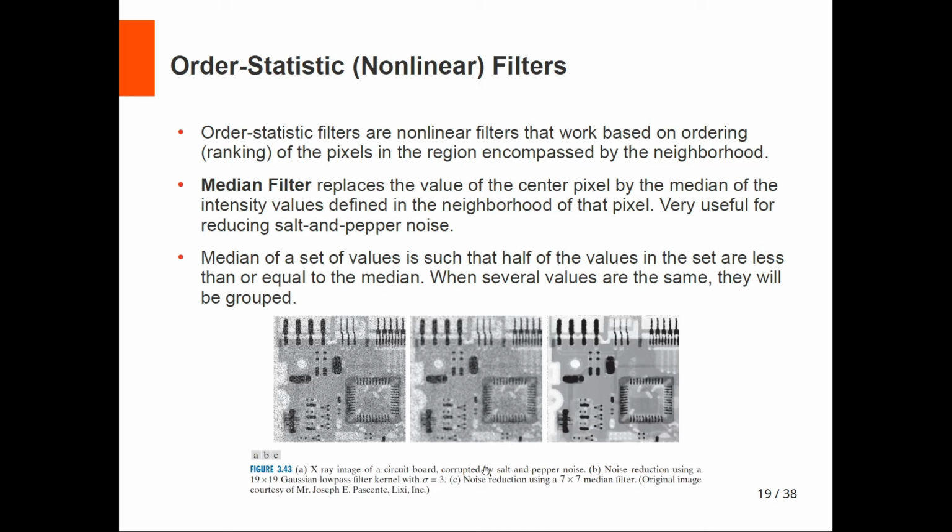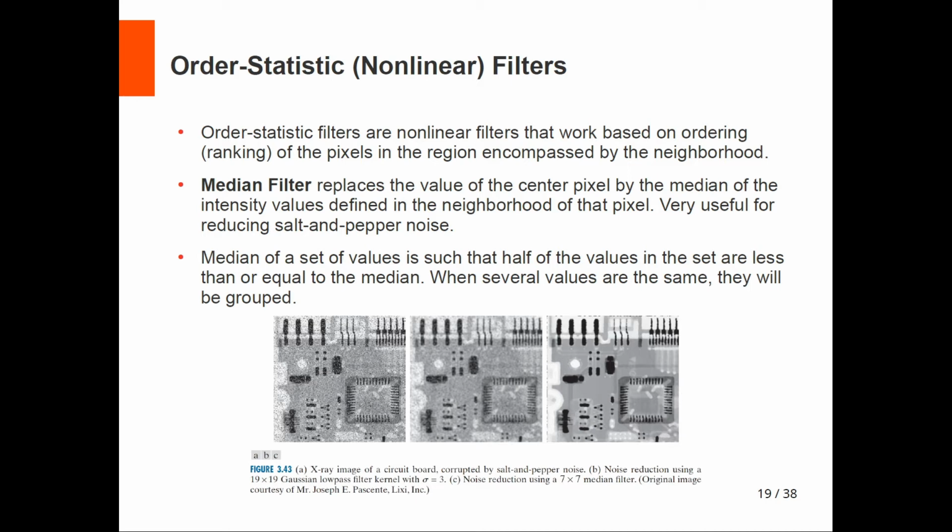In the middle you can see the result of noise reduction using a 19 by 19 Gaussian low-pass filter with a sigma of 3. As you can see, the amount of noise is reduced, but at the same time we still have noise and there is much blurring in the areas of sharp features or edges in the image, and that is something that is usually not desired.